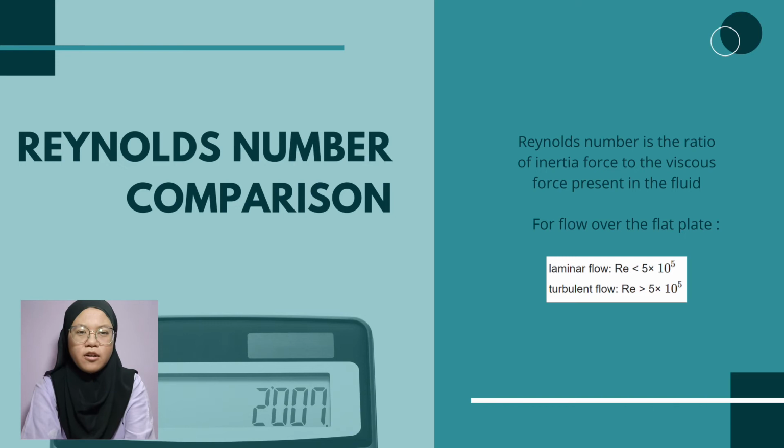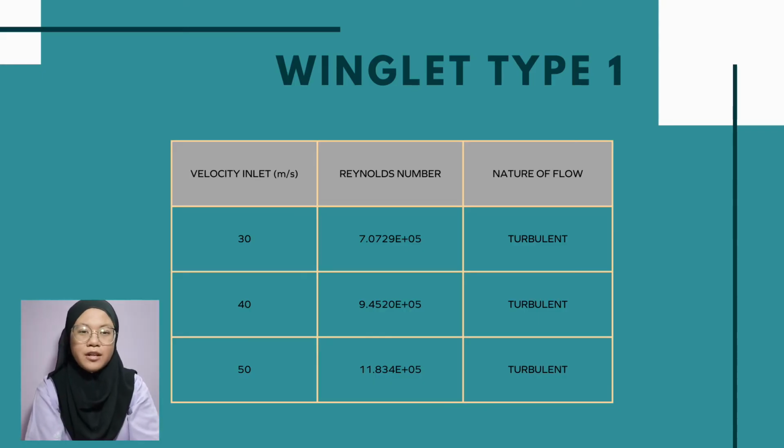Reynolds number is the ratio of inertial force to the viscous force present in the liquid for flow over a flat plate. If the Reynolds number is less than 5 times 10 to the power of 5, it is in laminar condition, while if the Reynolds number is more than the stated value, it is in turbulent condition. For winglet type 1, with 3 different values of velocity inlet, that is 30, 40, and 50 meter per second, we obtain different values of Reynolds number. Then we know that it is turbulent flow in the winglet. For winglet type 2 with the same velocity inlet, we know that the flow in the winglet is also in turbulent condition.